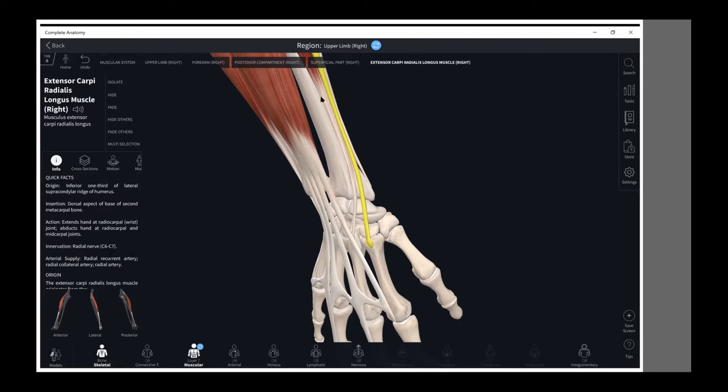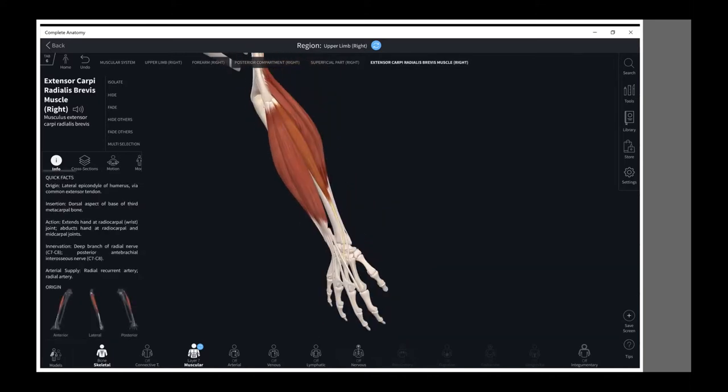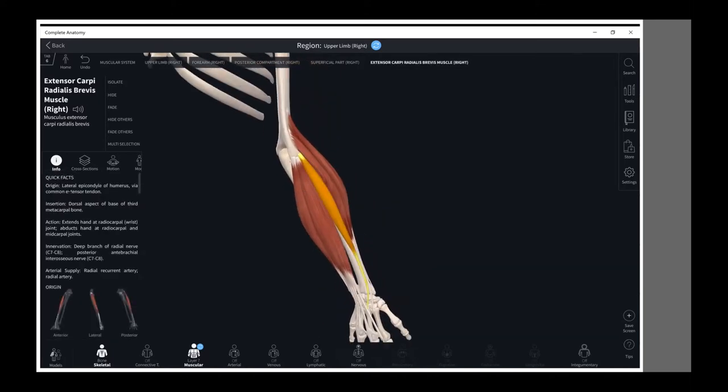Again, we'll move up and look at extensor carpi radialis brevis. Here, its origin is the lateral epicondyle of the humerus. So we're off of the lateral epicondylar ridge. Now we're actually onto the lateral epicondyle, and here's the start of the muscles that will form the common extensor tendon. Later, dealing with specific protocols, we'll talk about dry needling into that common extensor tendon. Again, the insertion is the dorsal aspect of the base of the third metacarpal.